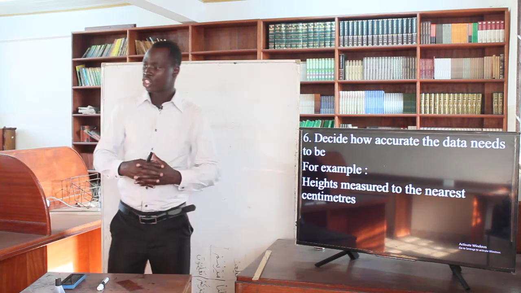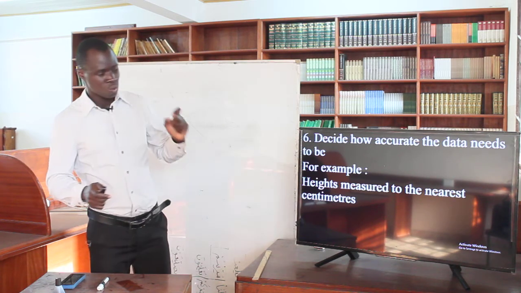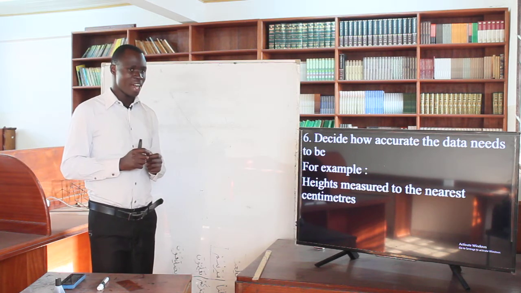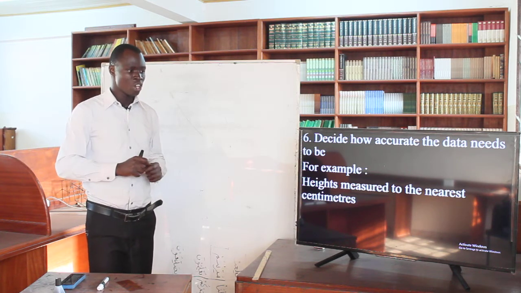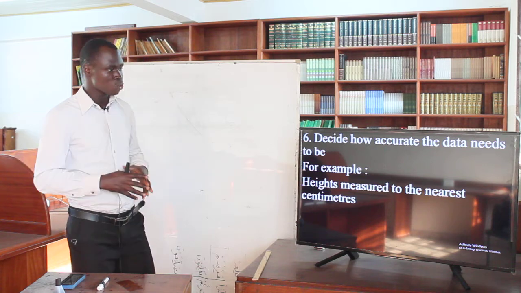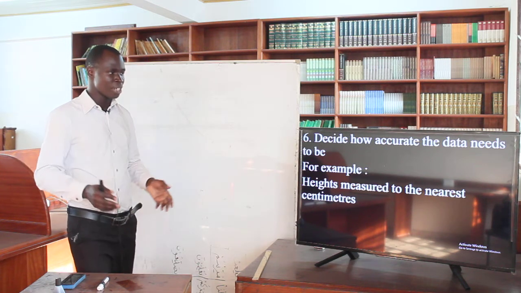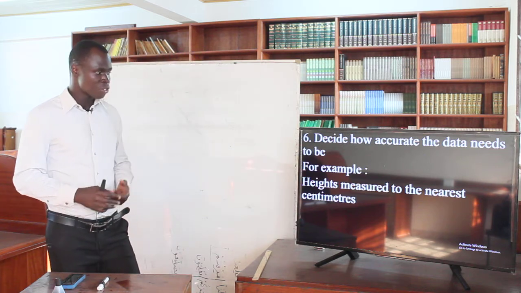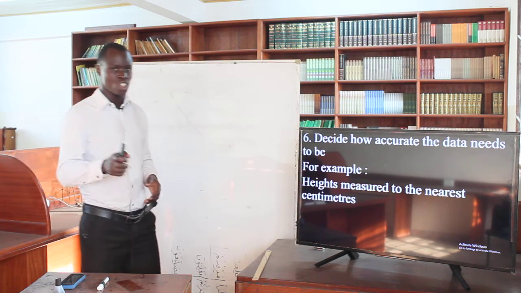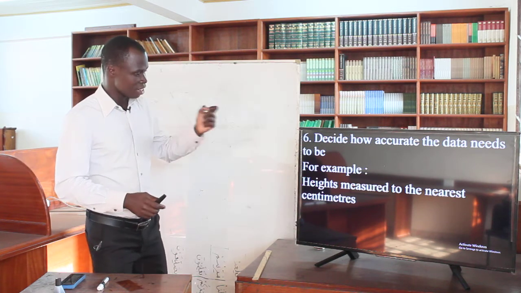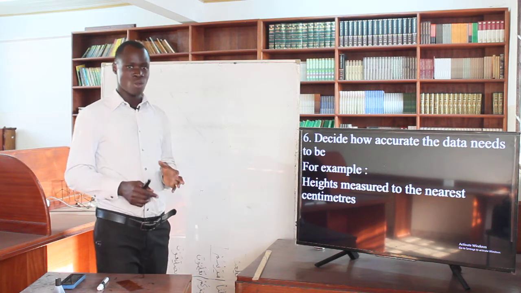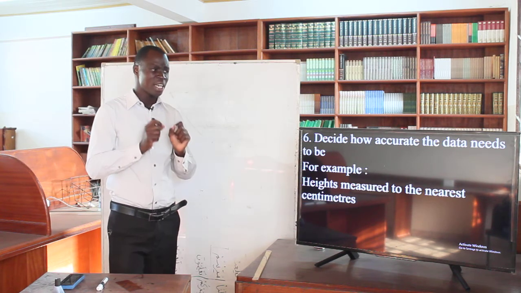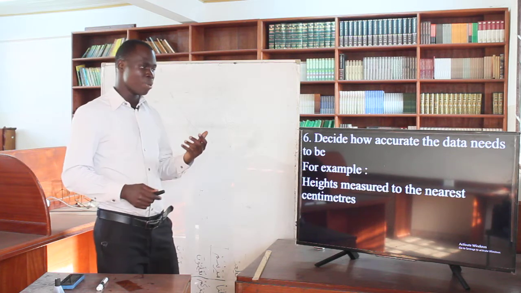When we talk about deciding how accurate the data needs to be, you can measure it to the nearest smallest unit of that particular measure. For example, for meters, we have centimeters, we have millimeters, we have micrometers. In this case, the height of the student, we can decide it to be to the nearest centimeter, because we can take it in feet, we can take it in meters. Now we can take it to the nearest centimeter. That one is the most accurate.